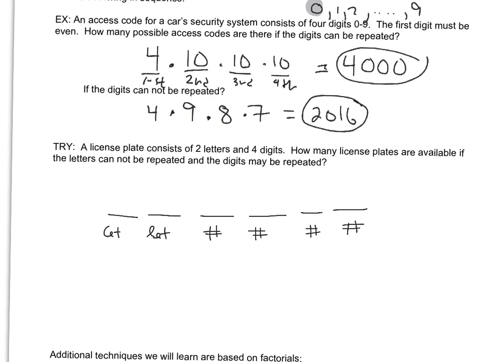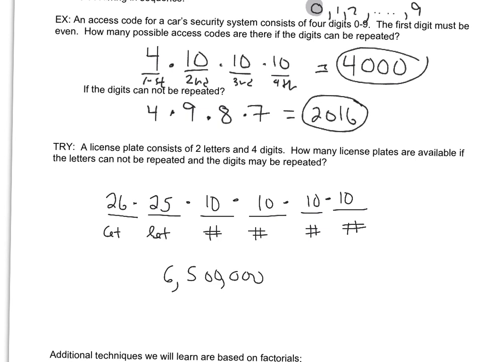Now the letters cannot be repeated. So for the first letter I have 26 choices. Since one letter has already been used, there'll be 25 choices for the next one. And for the numbers, it says we can repeat them, so for every one there are 10 choices: 10, 10, 10, and 10. To find the total number of license plates, we just multiply these numbers. So 26 times 25 times 10 to the 4th gives me 6,500,000. So there are over 6.5 million license plates with this combination.